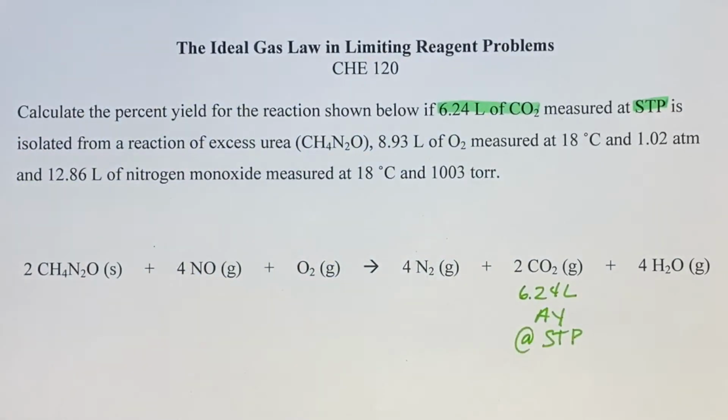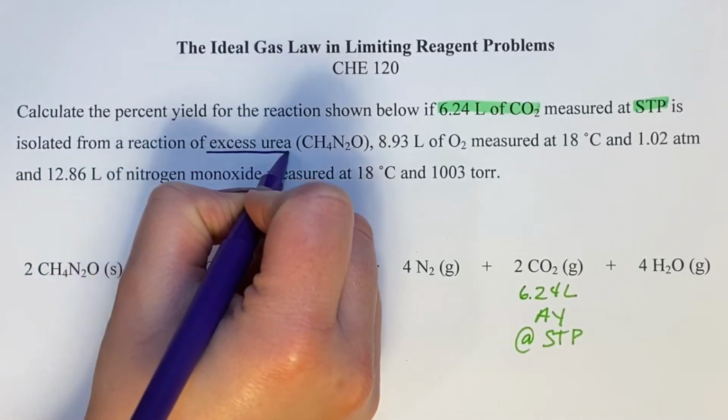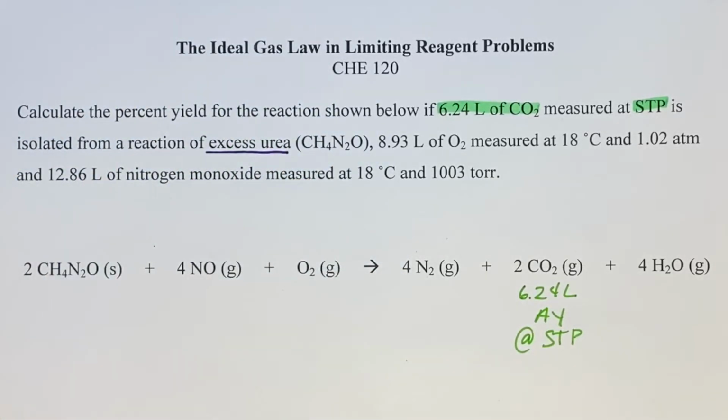The next piece of information that we've been given in the problem is the fact that urea is present in excess. That means that we don't care about urea in this particular problem, and the outcome of the reaction depends on the other components.